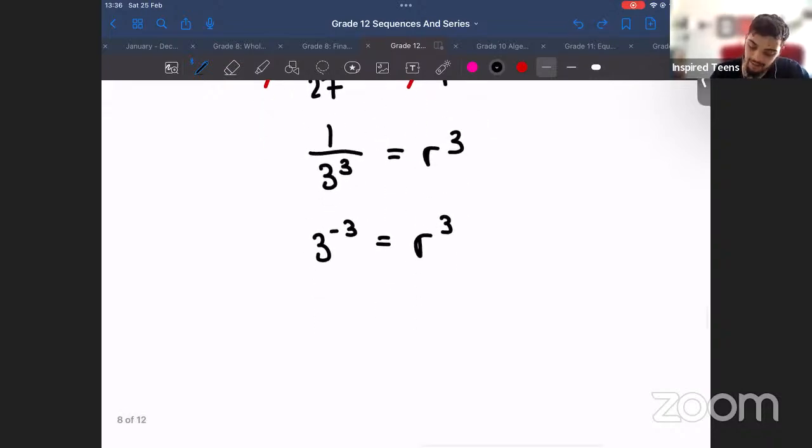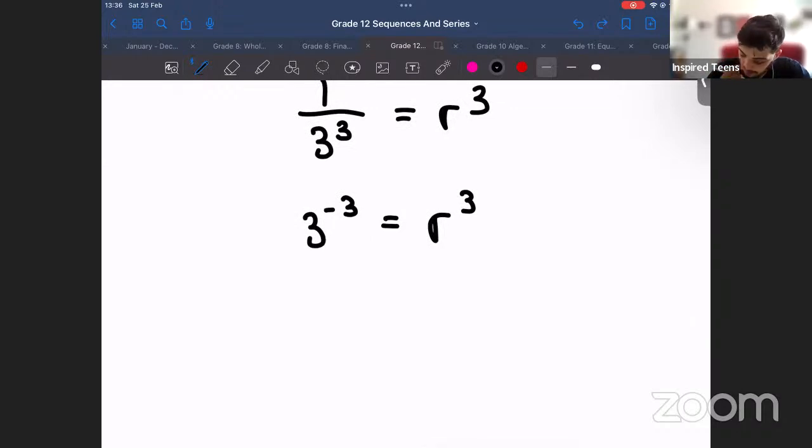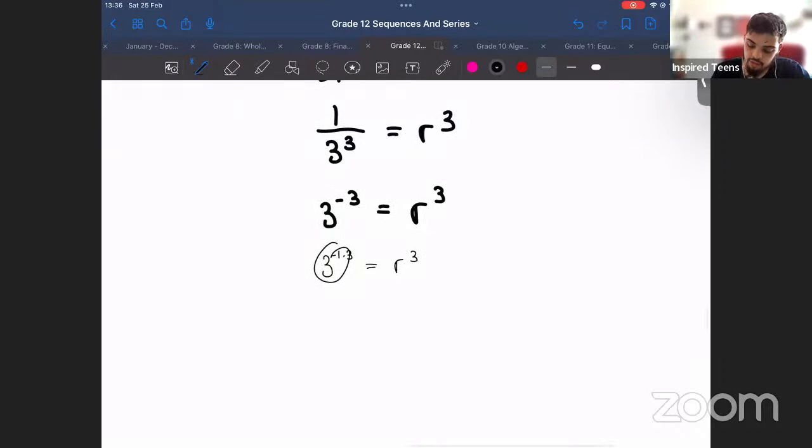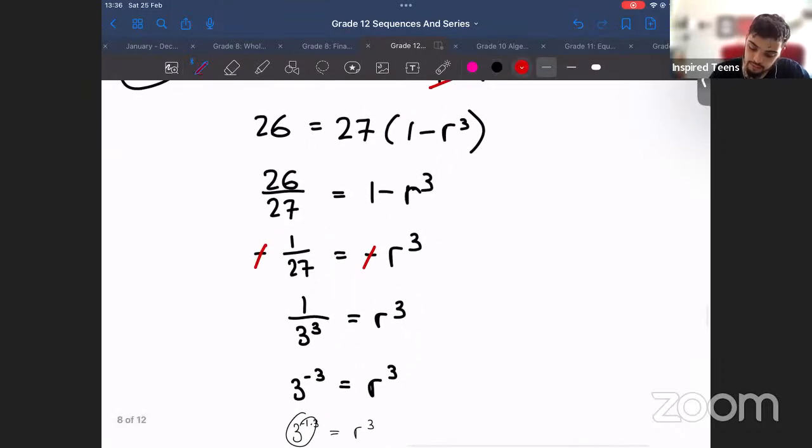We want them ideally to be exactly the same. Now, what you could do is 3 to the negative 1 times 3, equal to r cubed, of course. And then remember the power to the power, so you can take this backwards. Oh yeah, true. I don't know why I'm complicating it. You could just cube root both sides. That makes more sense.